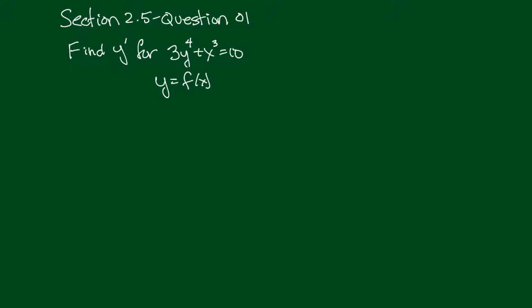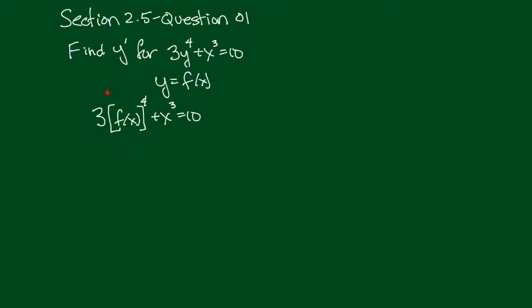So now, when I differentiate, instead of writing y to the fourth, I'm going to use the f of x. So here's what it'll look like. 3, and then, how about this? f of x, there's the y to the fourth, plus x cubed equals 10. So all I'm doing is replacing y with some unknown function.